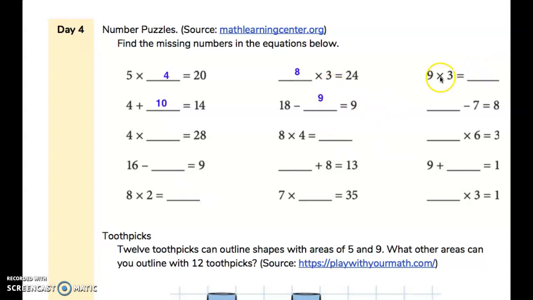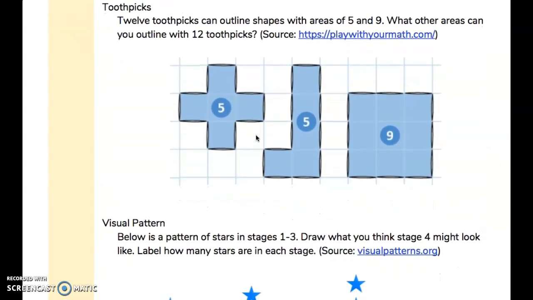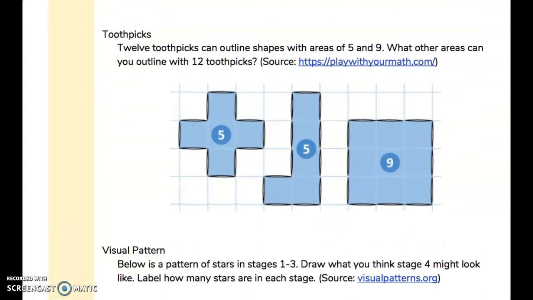You have some multiplication, subtraction, multiplication. I see more addition, more multiplication. You're going to finish the rest of these on your own for day 4. And the last part about day 4 is this, or I guess there are 2 parts. I'm sorry, there's a visual pattern and the toothpicks.